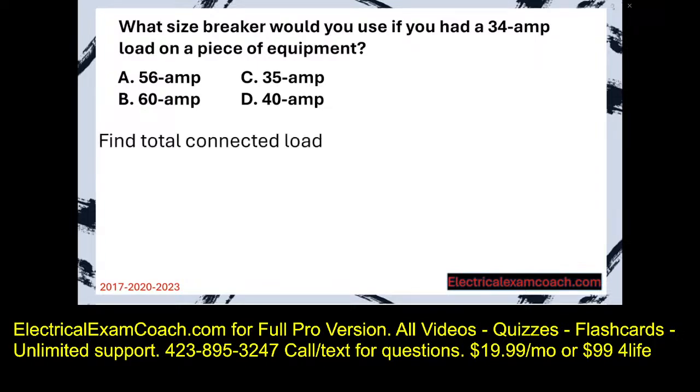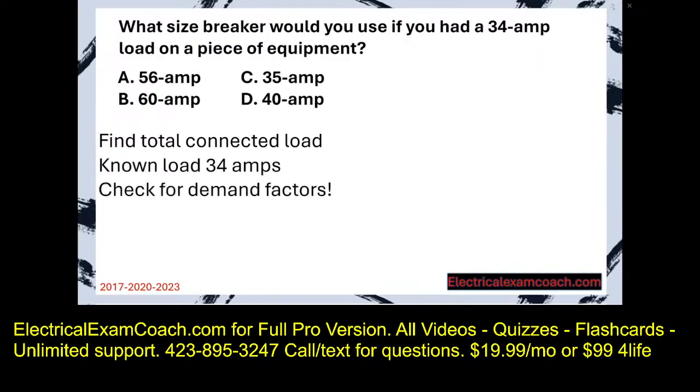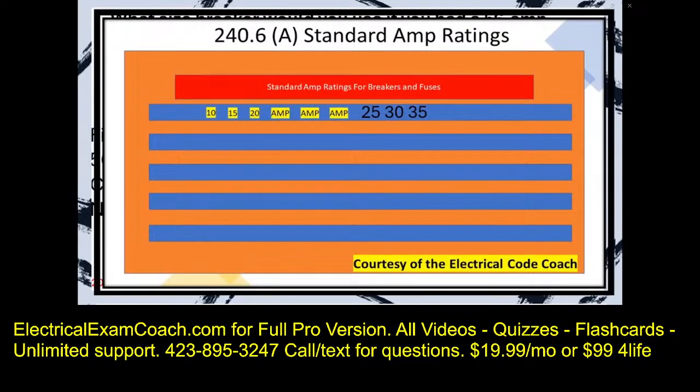Step 1, find the total connected load. The known load as of right now is 34 amps. But we gotta check for demand factors. There are no continuous loads, and there are also no specific pieces of equipment. So therefore, there are no demand factors. We're gonna head to our table, 240.6(A), and we're gonna choose the next size up, which in this case would be a 35 amp breaker.